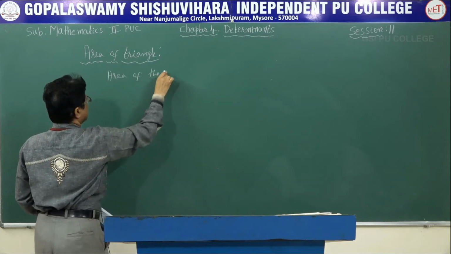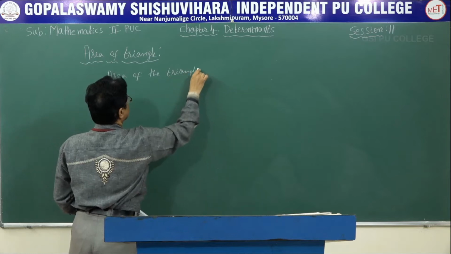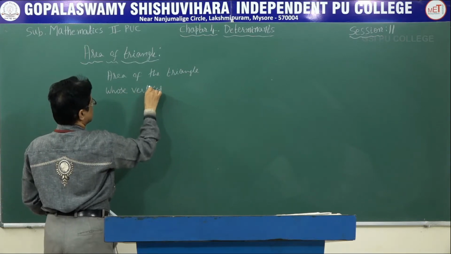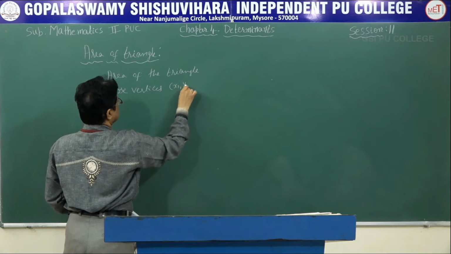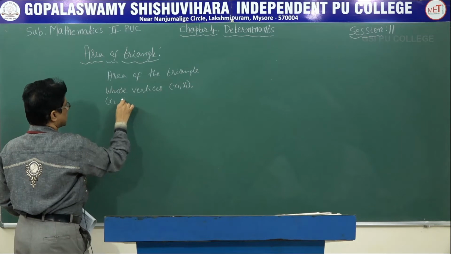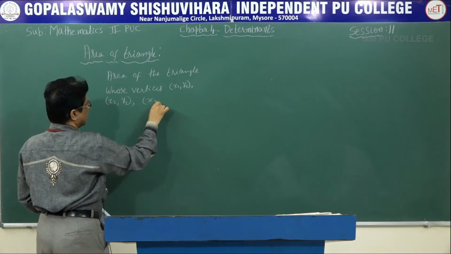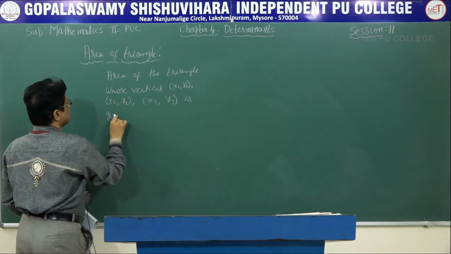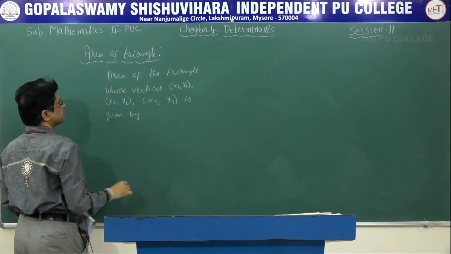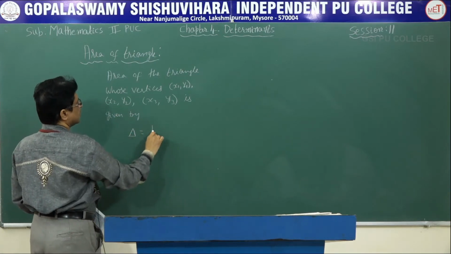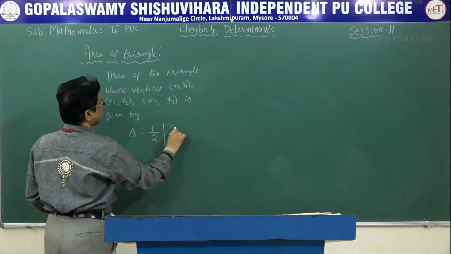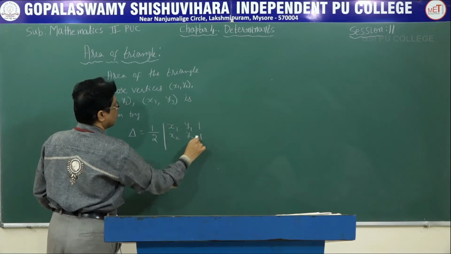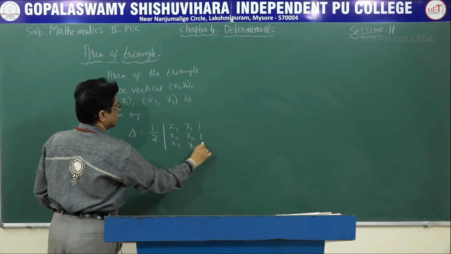Area of the triangle whose vertices x1, y1, x2, y2, x3, y3 is given by: area of triangle is equal to half into determinant of x1, y1, 1, x2, y2, 1, x3, y3, 1.